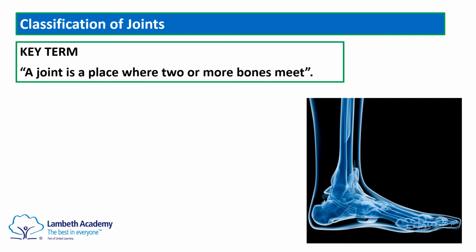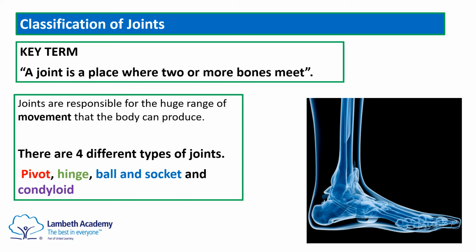So moving on, there are 4 different types of joints. Now, these joints are responsible for every type of movement that happens within our body. The 4 different types of joints are a pivot joint, a hinge joint, a ball and socket joint, and a condyloid joint. Please write those 4 different types of joints down now.